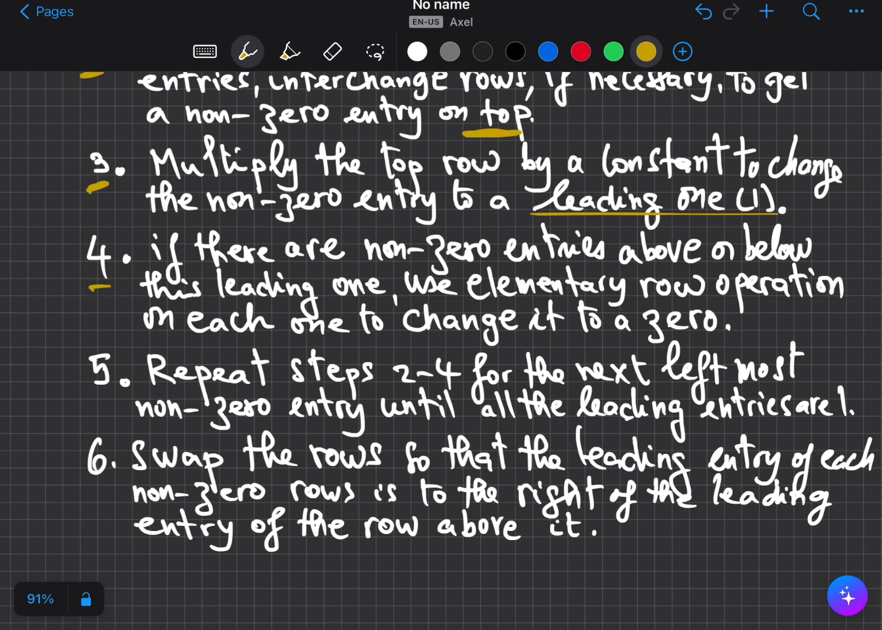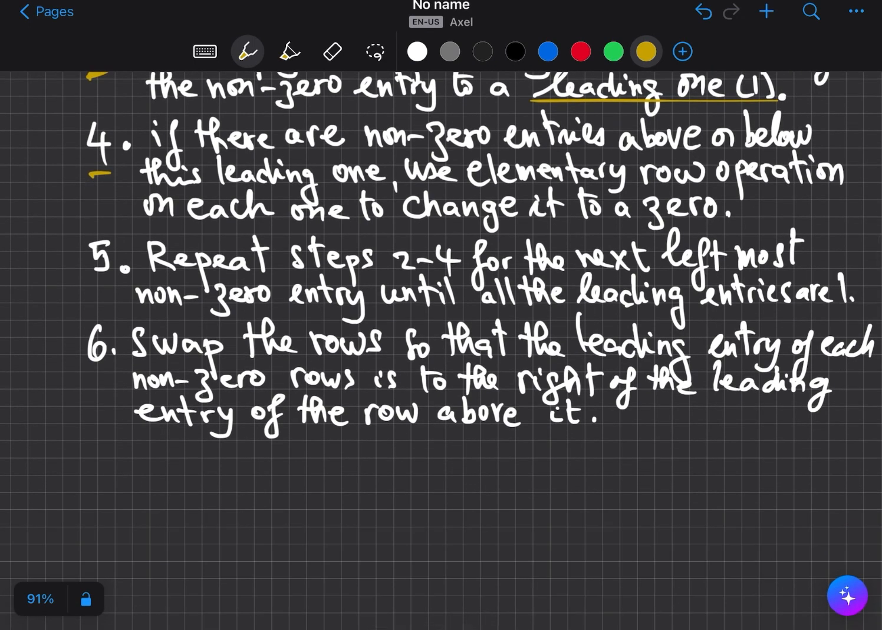Very important. The fifth step is to repeat steps 2 to 4 for the next leftmost non-zero entry until all the leading entries are 1. And lastly, swap the rows so that the leading entry of each non-zero row is to the right of the leading entry of the row above it.